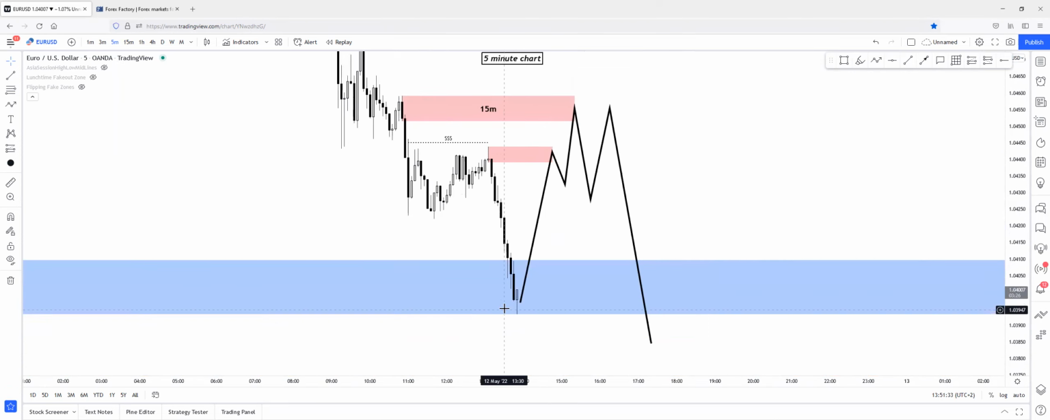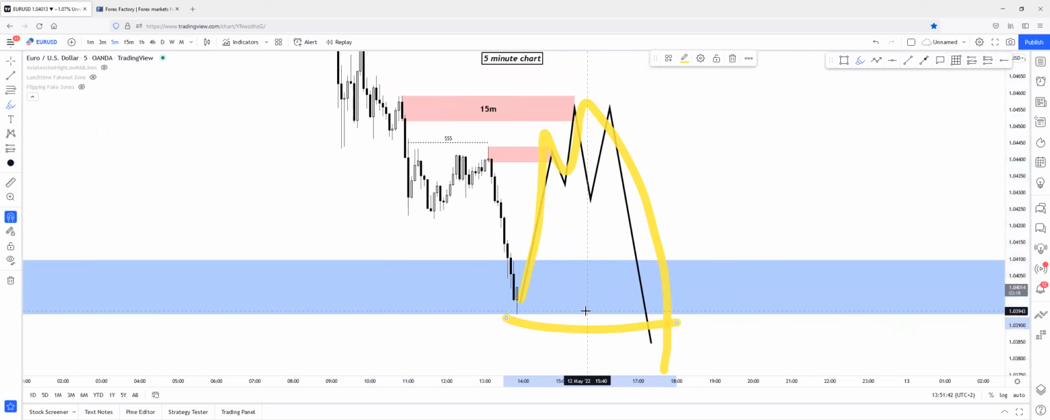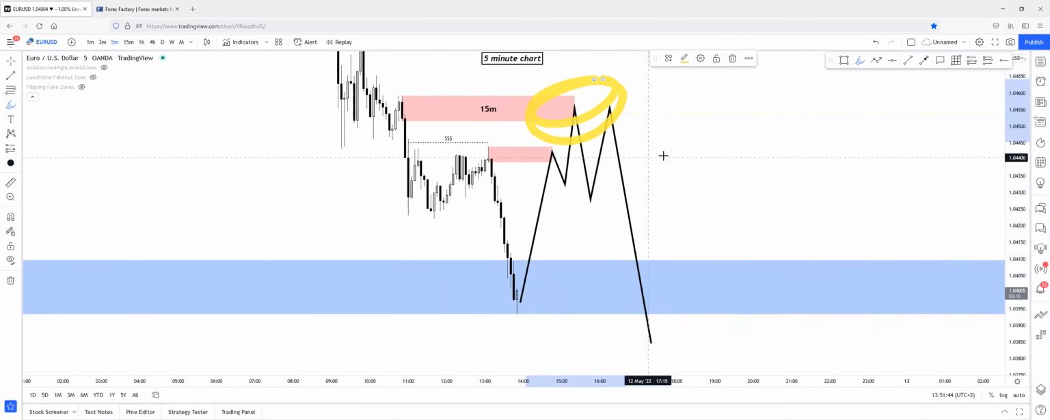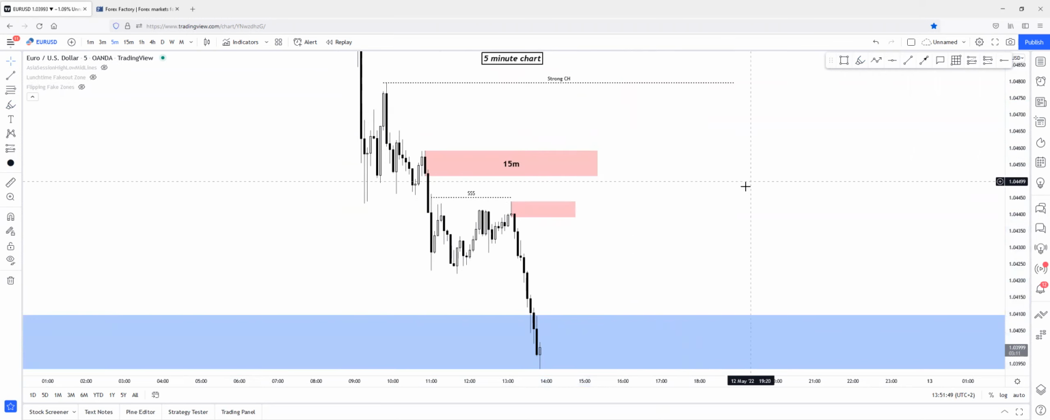This is the first scenario, and price didn't break the zone, but mitigated the whole zone, as you can see. So if price reacts on this zone, on this 15-minute zone, then we'll see a reversal and break of structure, not just deeper mitigation. So if price reacts on this zone, I believe we will see a break of structure to the downside. This is the first scenario.